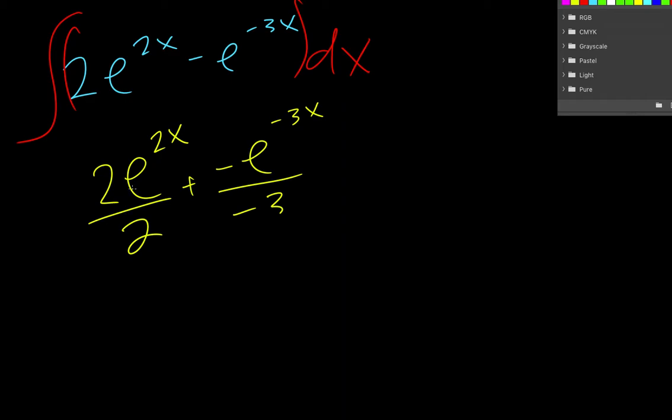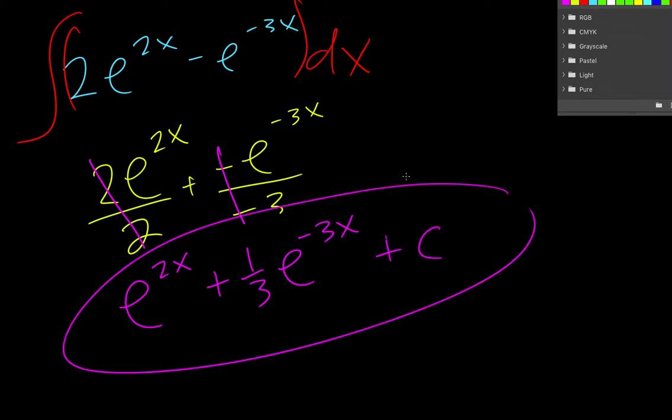Okay, 2 over 2, that just gives me e to the 2x, because those cancel. These negatives cancel, and so I can write that as 1/3 e to the negative 3x, and since that's simplified, I just add my plus c, and then I'm done.